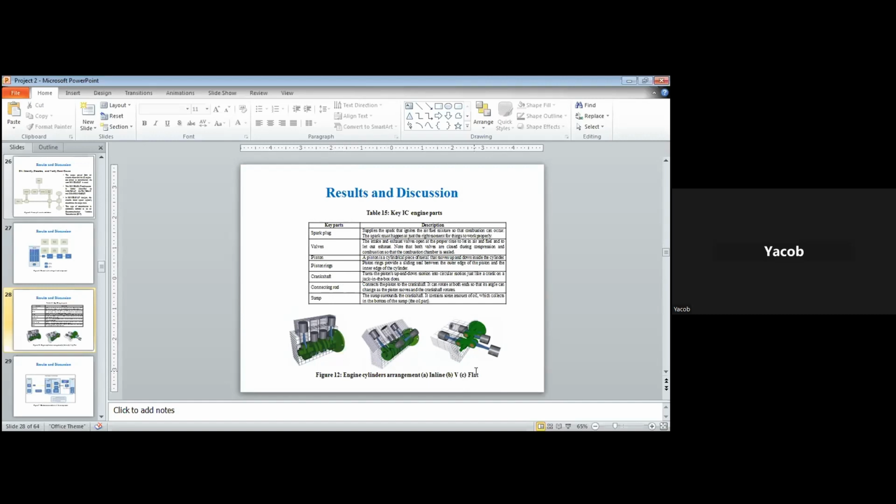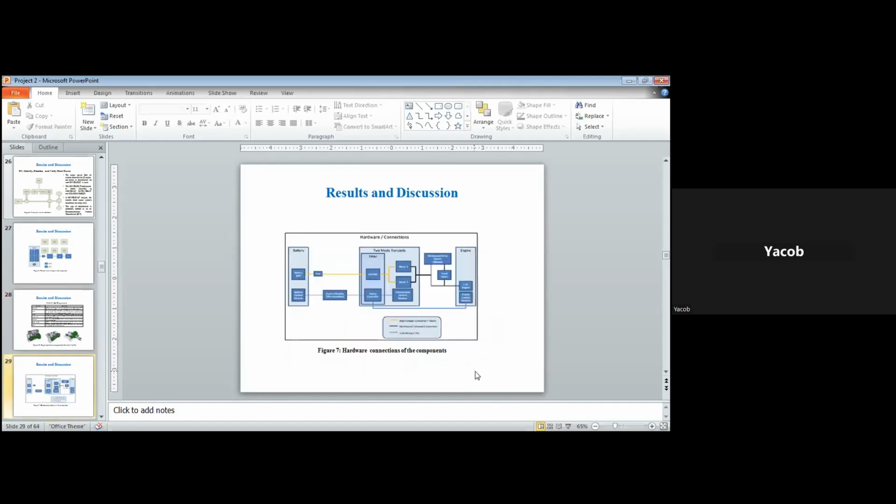So how do we connect this hardware on the hybrid car? This diagram shows that. So, the hardware connection of the components. On the left side, you can see the electrical system. On the right side, we have the engine. Then these are connected at the transmission.